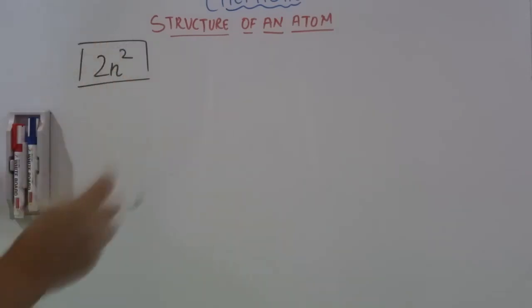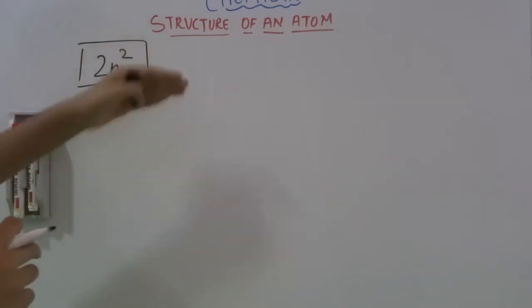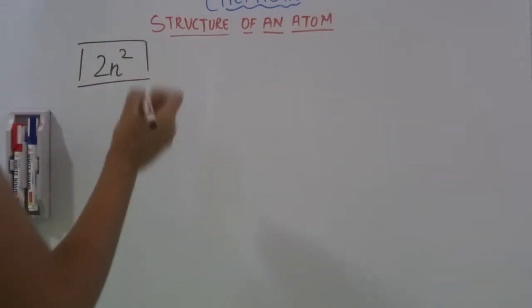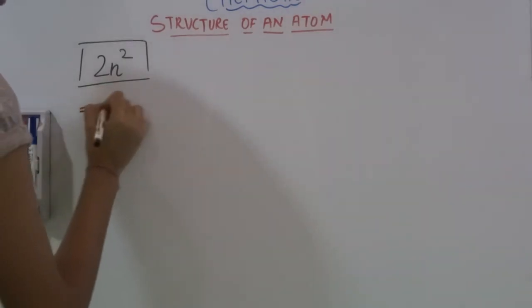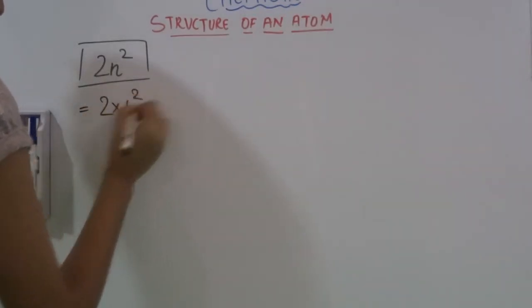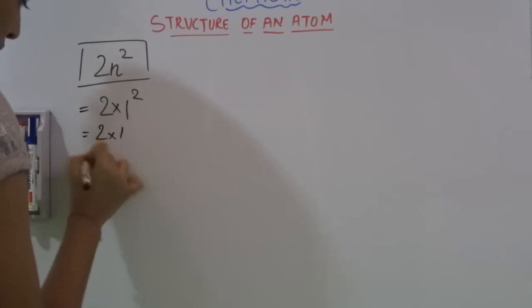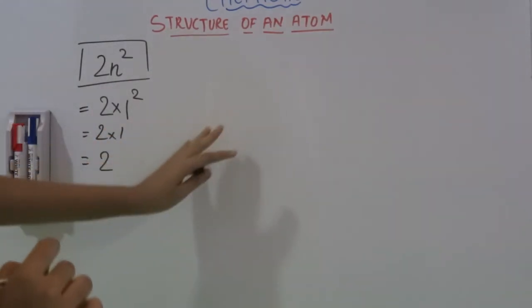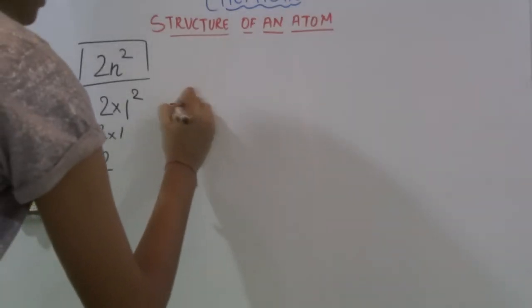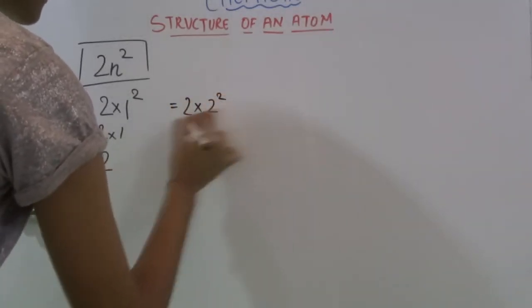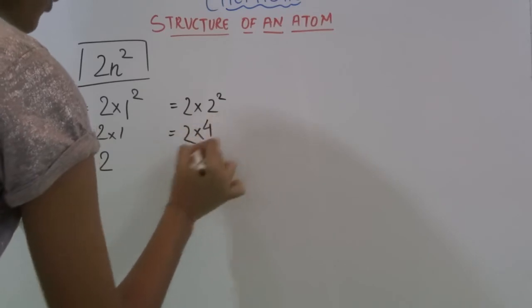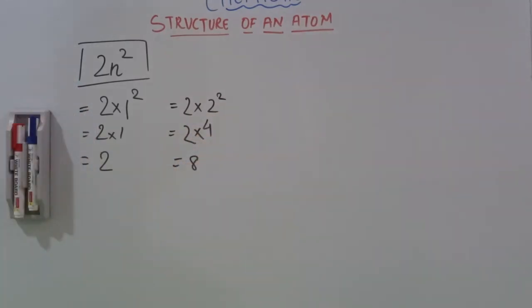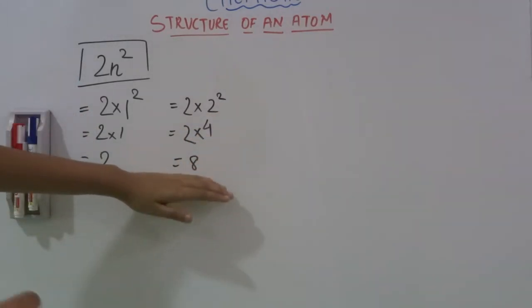Here n is the number of shell, like whether it is the first shell or the second shell after the nucleus. So the capacity of the first shell would be 2 into 1 square, which is nothing but 2 into 1, which is 2. So only 2 electrons can fit in the first shell. Now for the second shell, it will be equal to 2 into 2 square, that is 2 into 4, which is 8. So the second shell can hold up to 8 electrons.